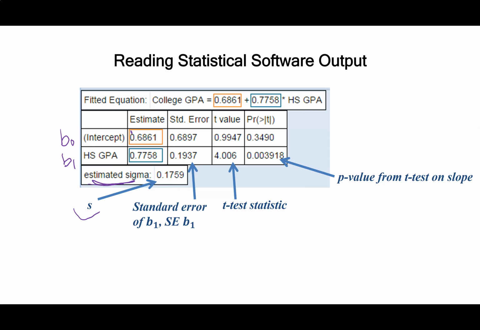Your standard error for B1 is the standard error in the row that goes with B1. Your t-test statistic is there. Note, it doesn't tell us the sample size right here, so it is important to know how big the sample size is. And then your p-value from the t-test. And absolutely, if you have this output, you don't have to use the t-table. You can just use this. We're happy either way.